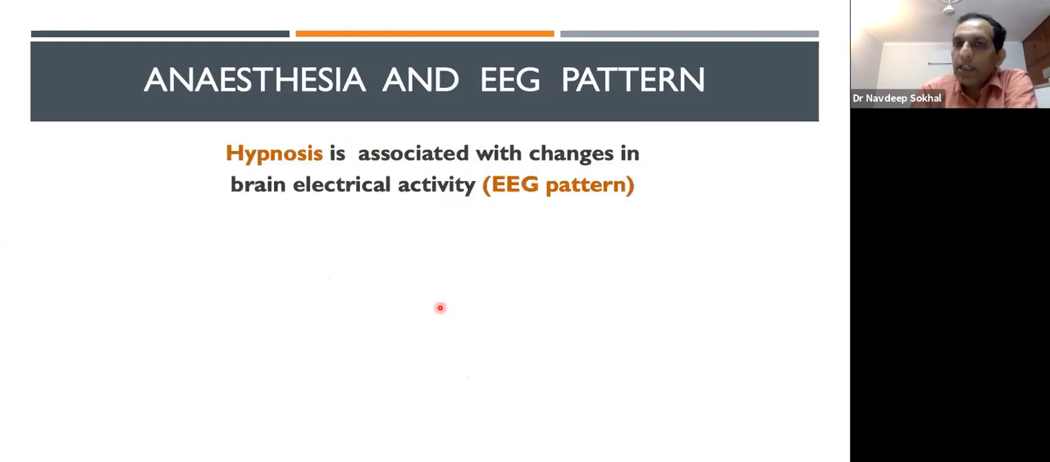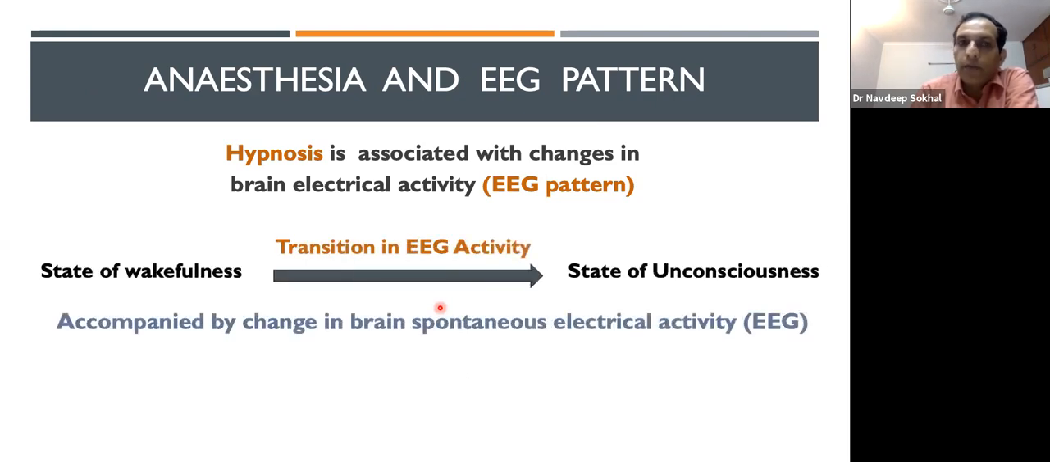Hypnosis is associated with change in brain electrical activity or EEG pattern. Why? How can we monitor hypnosis? Because with a change in consciousness or hypnosis, there is a change in the brain electrical activity or EEG pattern. That means from the state of wakefulness to the state of unconsciousness, there is a transition in the EEG activity.